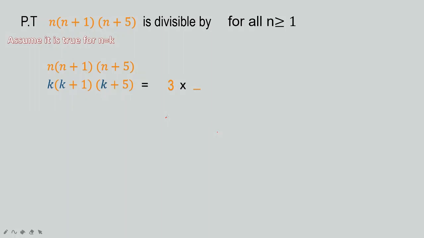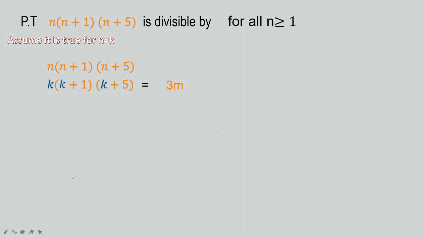That something should be a natural number, for example 3 into 1, 3 into 2, 3 into 3, 3 into 4, 5, 6. So I will call it a variable m, so it is 3m. You should also write that m is an element of natural numbers, or you can write m is greater than or equal to 1. Both are the same thing.